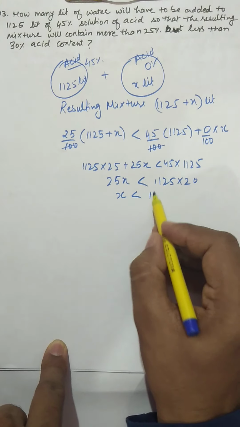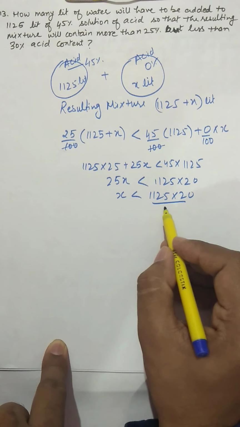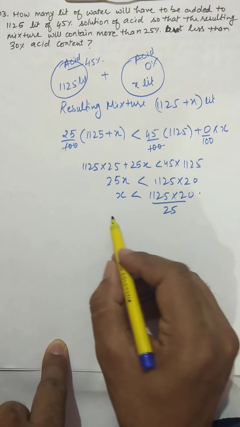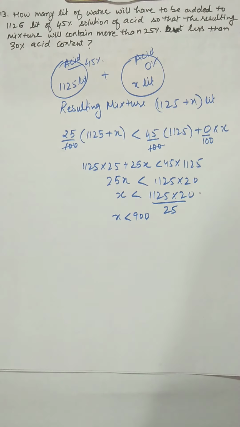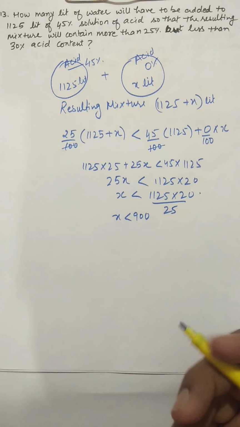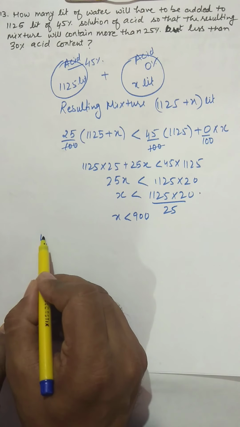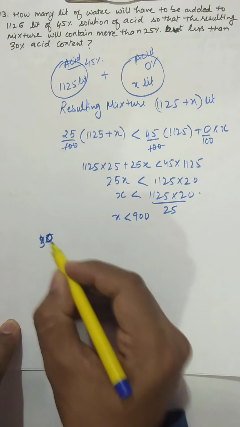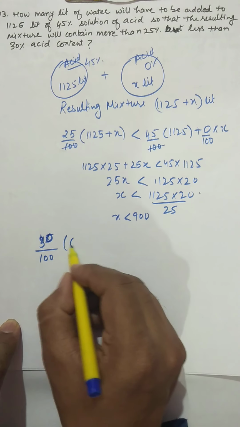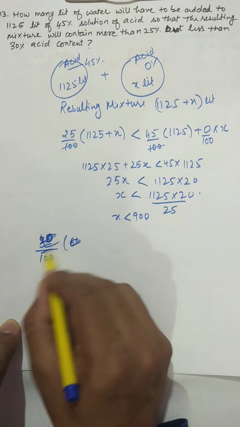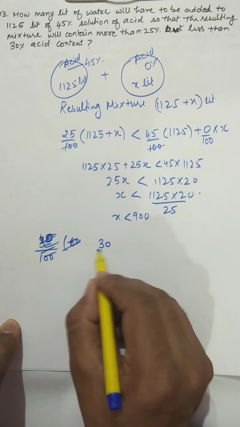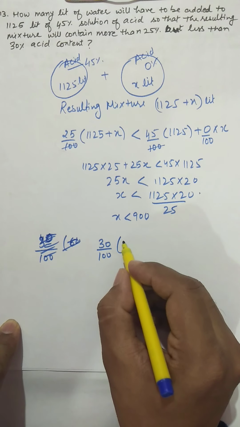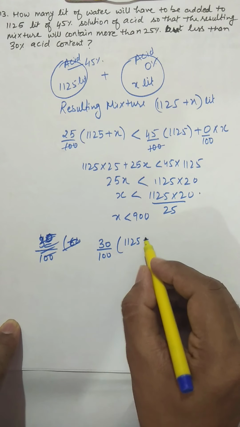So x that comes will be 1125 into 20 upon 25. Simplifying, this is coming as 900. So the liter that you wanted to add should be less than 900. Now read the second condition. Second condition means, this time it says 30%. So 30% of the mixture, I'm just simplifying this again, 30 upon 100, this is 1125 plus x.